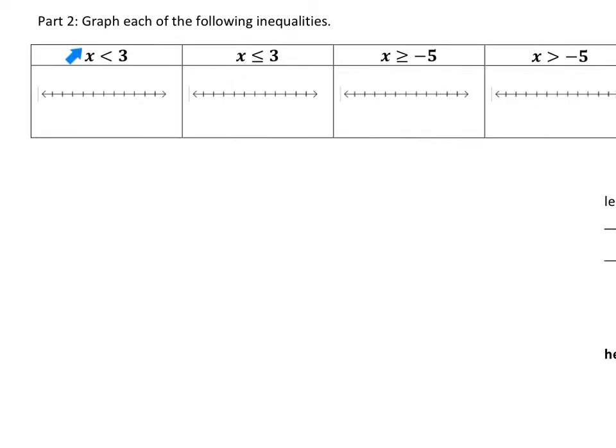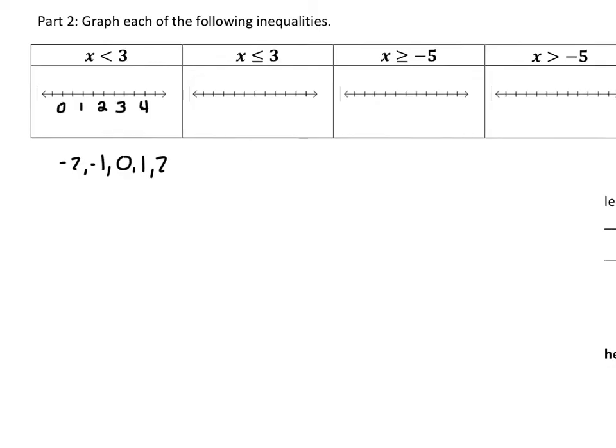This first one says x is less than 3. Some numbers that would fall into that category are all of the negatives, such as -2, that's less than 3, -1, that's less than 3, 0, 1, 2. If we think about it, the number 3 is not less than 3. So that means that we want everything leading up to 3, but not 3 itself.